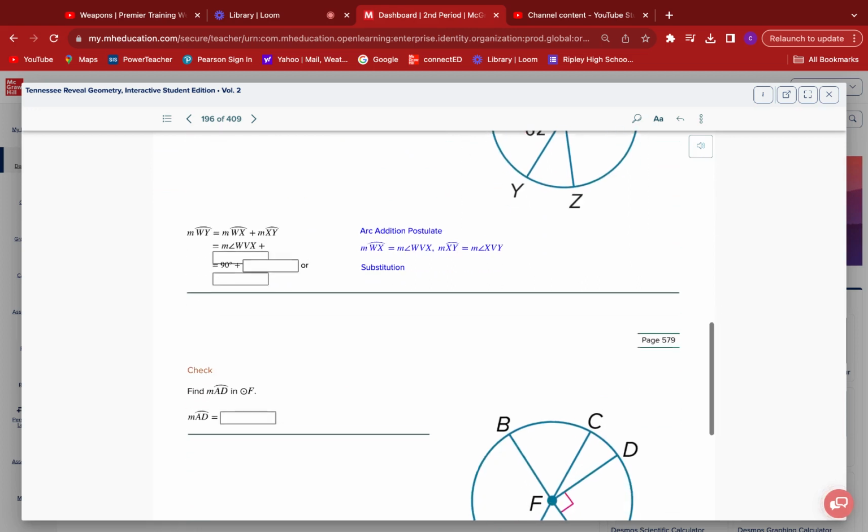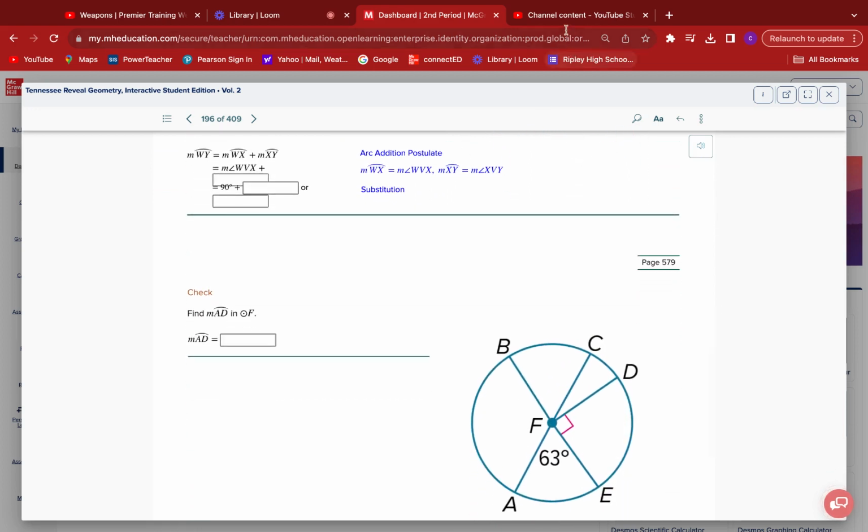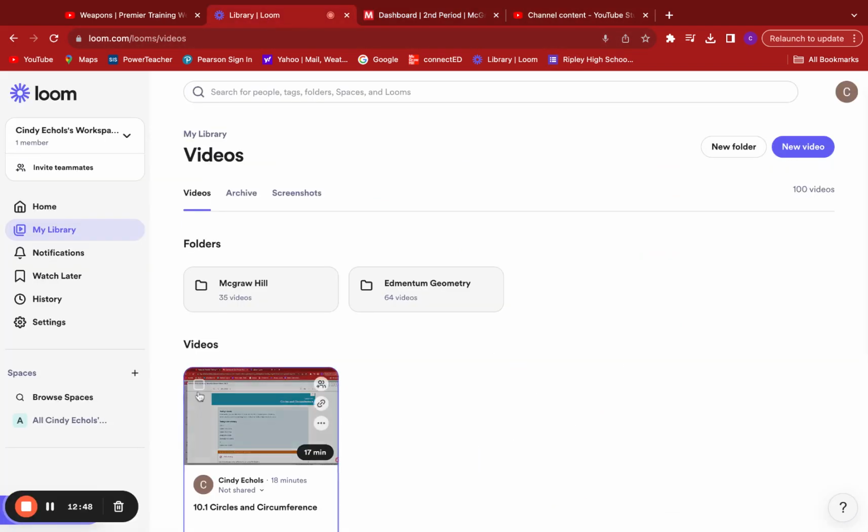Where's my graph? Okay, let me take a break for a second. Let me pull out my book because I don't have my book out. Let me do that real quick.